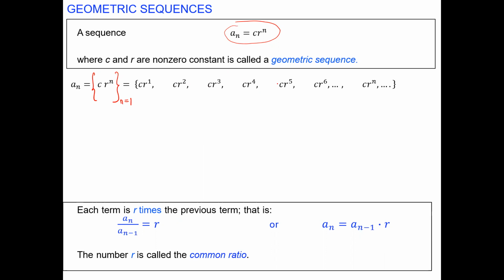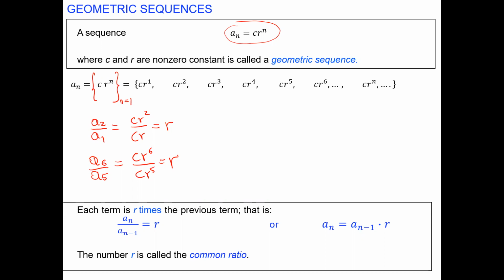Then we may define the ratio. For instance, let's take the second term, divide by the first one. The second term is this one, and when we cancel out, we have R. Or we can take the sixth term and divide by the previous one, which is R to the power of 6 over R to the power of 5. We can cancel out this R. That means each term is R times the previous term.